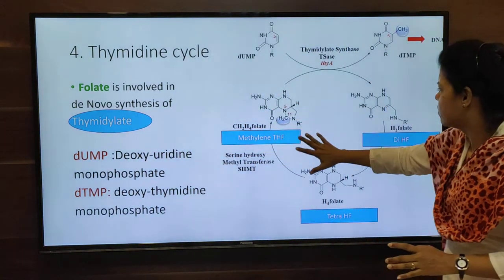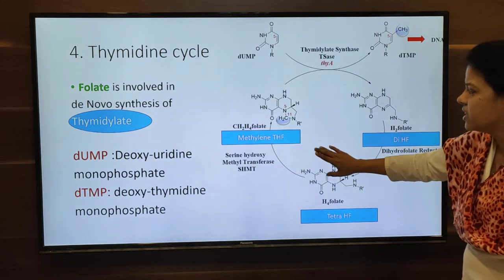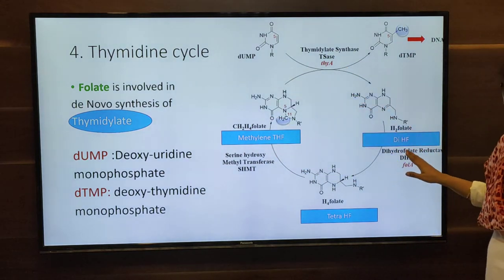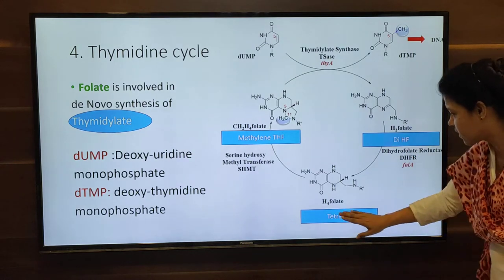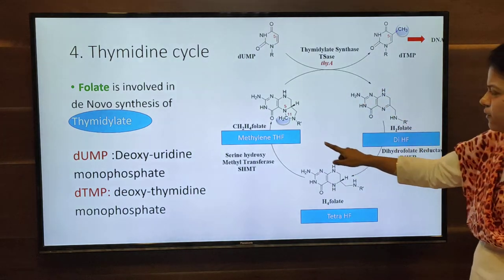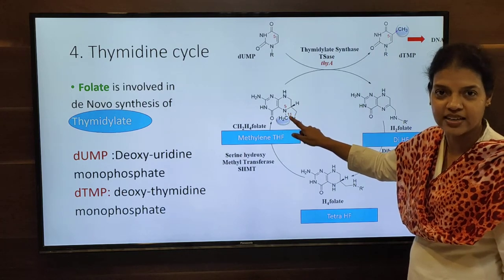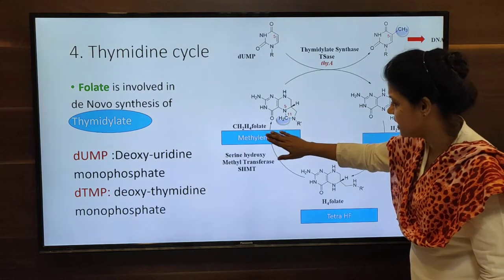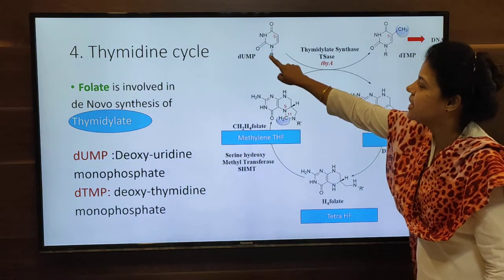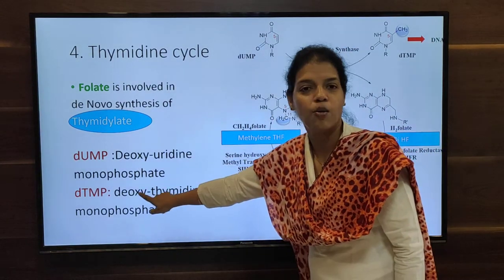Now look at this cycle. So this is again the same cycle which I have written, but I have highlighted certain things in different forms. So here we have methylene tetrahydrofolate, which gets converted to dihydrofolate. Okay, and this gets converted to tetrahydro. Di is 2, tetra is 4. So what exactly is happening in this? If you look at the structure of methylene tetrahydrofolate, you have the CH2, which is formaldehyde. Okay? So in this major step, you have the formaldehyde being taken by dUMP, which is deoxyuridine monophosphate.